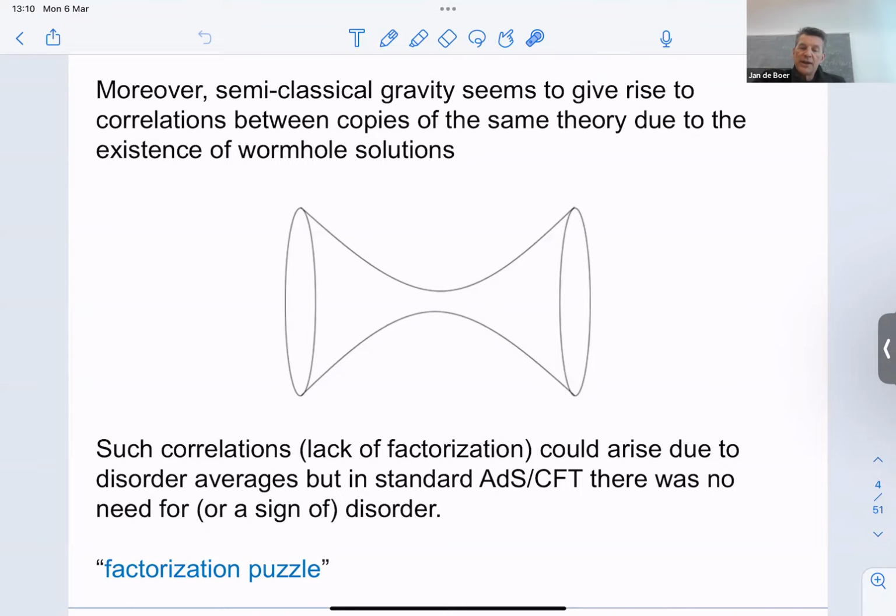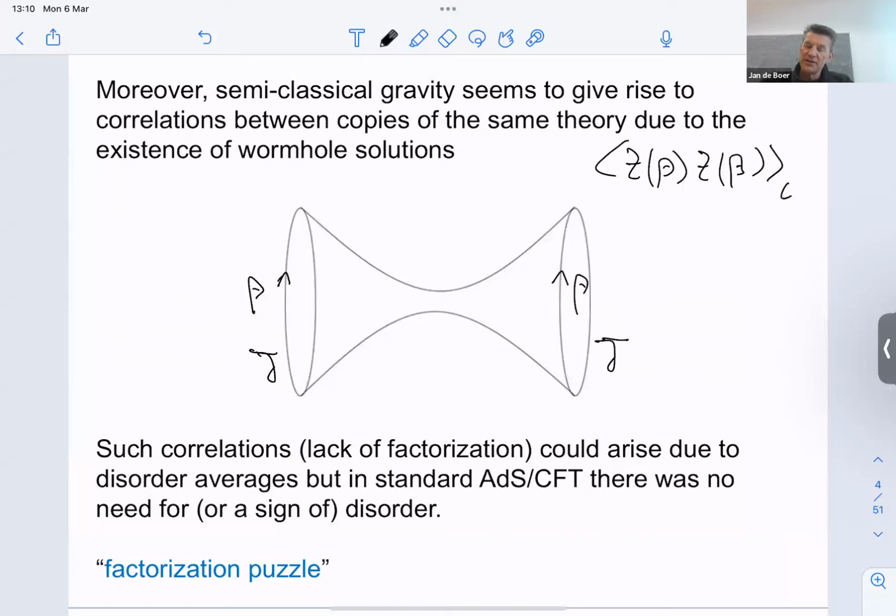The way in which you can create correlations between different Euclidean theories is, for example, by introducing some parameter in the theories and by integrating over that parameter. So, for example, suppose that this is a finite temperature boundary and this is a finite temperature boundary, then this wormhole seems to give some contribution to the product of two partition functions. And it's like a connected contribution. And one way to get such contributions is to introduce some parameter, say J, in this theory, some parameter J in this theory, and to integrate over that parameter.